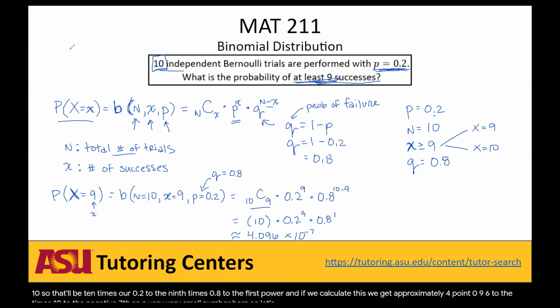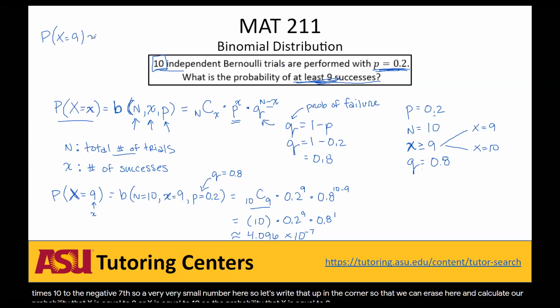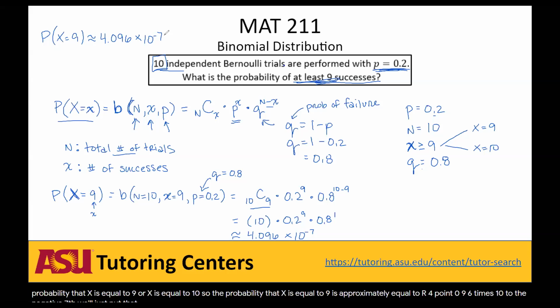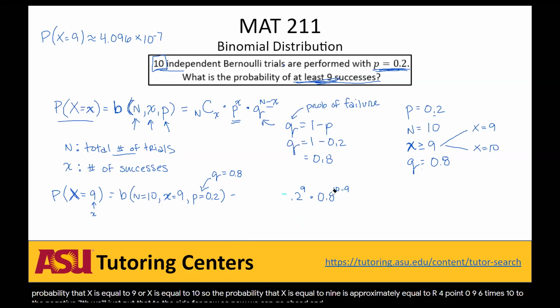So let's write that up in the corner so that we can erase here and calculate our probability that x is equal to 9, or x is equal to 10. So the probability that x is equal to 9 is approximately equal to 4.096 times 10 to the negative 7th. We'll just put that to the side for now. So now we can go ahead and figure out what our probability that x is equal to 10 is.